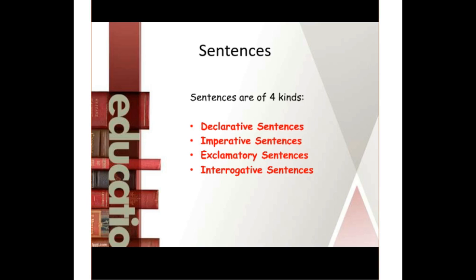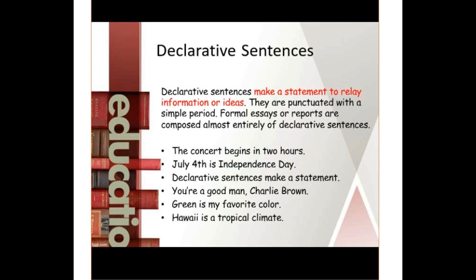Sentences are of four kinds: declarative sentences, imperative sentences, exclamatory sentences, and interrogative sentences. Declarative sentences make a statement to relay information or ideas. They are punctuated with a simple period. Formal essays or reports are composed almost entirely of declarative sentences.